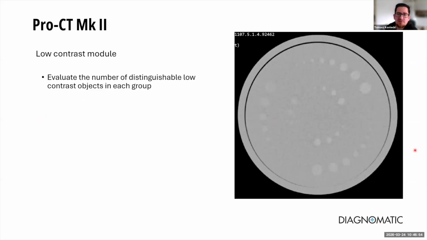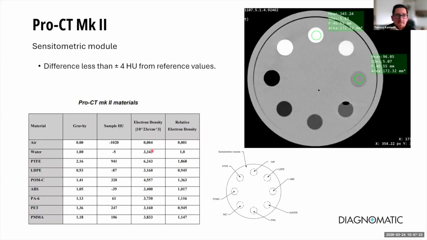Okay, this is the low contrast module. This test depends on the legislation in your country. In some countries, you should be able to see the same number of the objects. In other countries, you should be able to see the objects of the exact size and contrast value. This is the sensitometric module. The CT values should be constant over time.